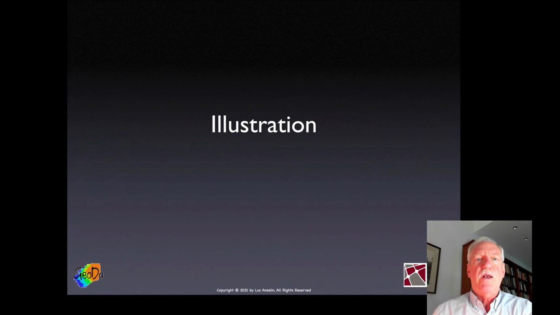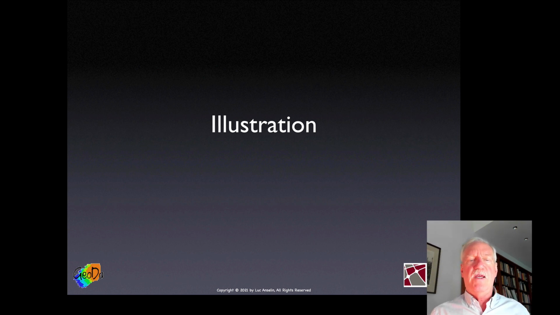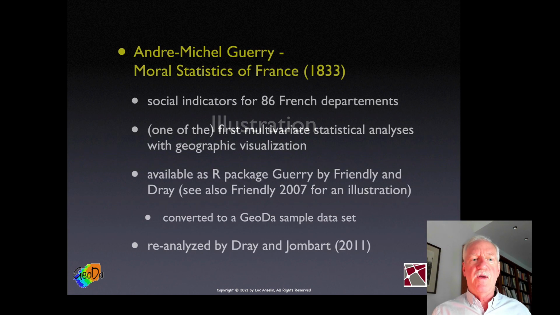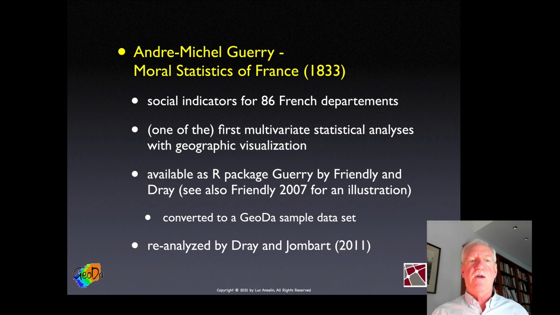So let me give a little example, and this example will come back over and over again in the material that we cover from now on. It's actually a classic data set for the moral statistics in France in 1833. It's a data set developed by a French sociologist, André Michel Guéry, and it has social indicators, historical, from 1833 for 86 French departments. And it was one of the first multivariate statistical analyses that also used geographic visualization.